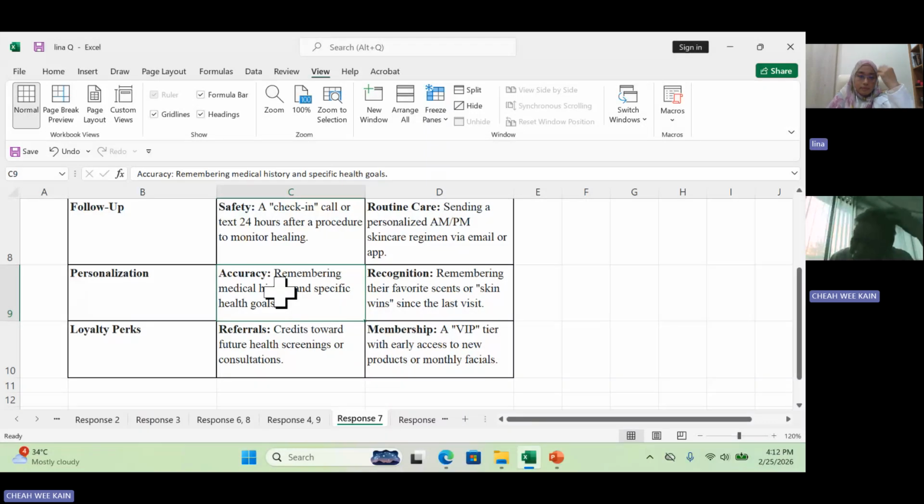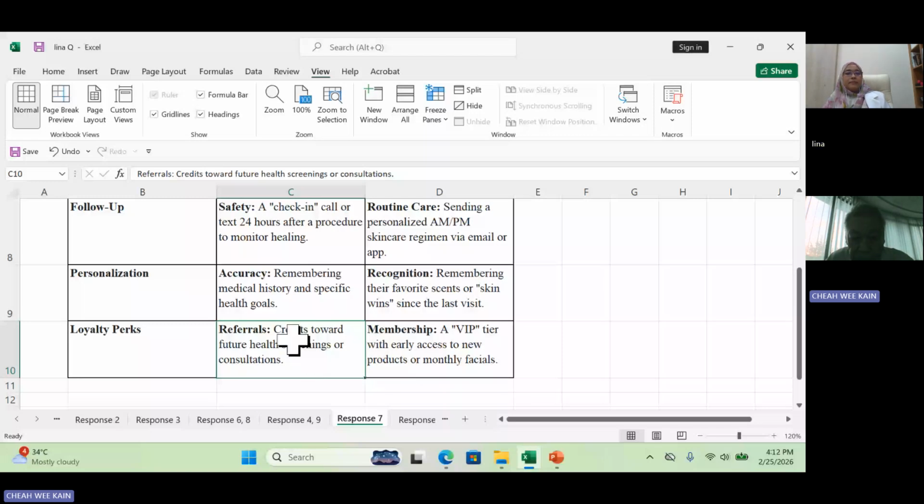The children also come to the same college. They actually write down the children's names, whatever it is, and then they ask, hey, how's your son Tommy doing? How's your son Muhammad doing? That kind of personalized touch. Referrals, credit towards future health screening or consultation. Some of them maybe give some sort of come 10 times, 1 time free or something like that. You can do such a thing.